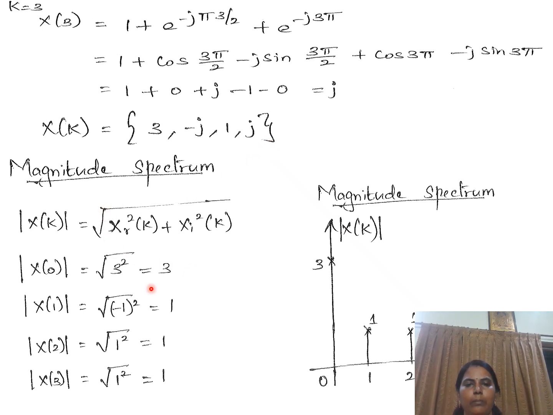So now we have to get the magnitude spectra. For sketching the magnitude spectra, we have to calculate the magnitude values. Here again k varies from 0 to 3 because it is a 4-point DFT. First we calculate for k equal to 0. It is real part square plus imaginary part square. Here 3 is completely real part, so 3. For the second value there is no real part, only imaginary part. The third one is completely real part. So we will get the magnitudes and plot them. The magnitude spectrum is drawn between magnitude versus k.